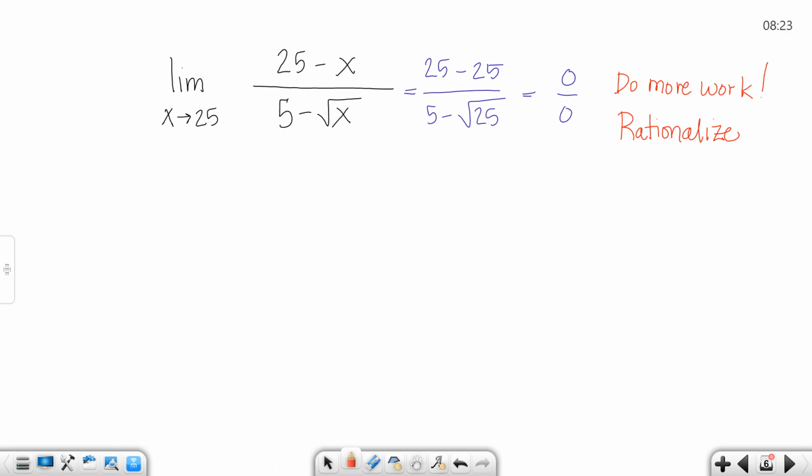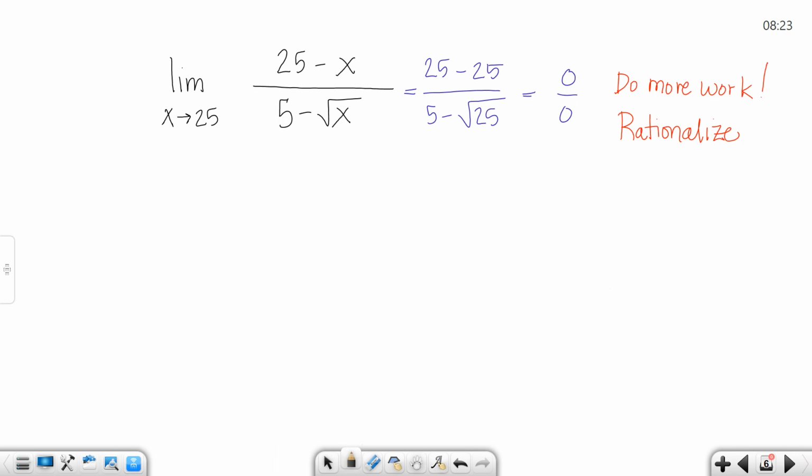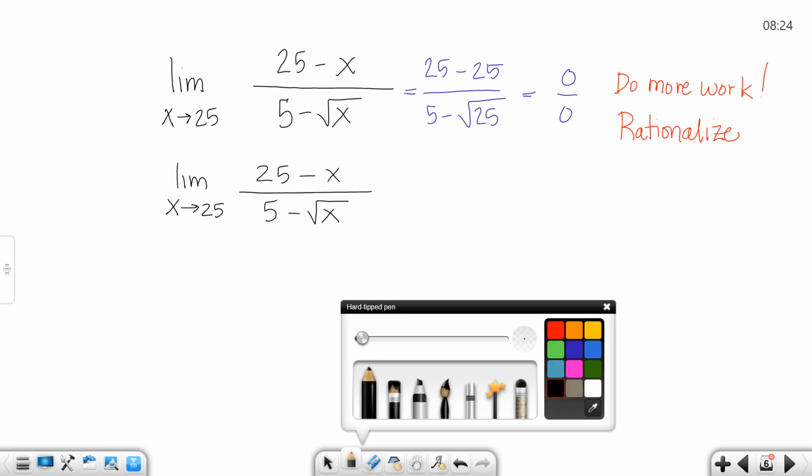So in this particular case, we're going to rationalize the denominator. For those of you coming from an algebra class, this was one of the concepts covered there. So let me show you how to rationalize. First of all, rationalize means get the radical out. It's just a big fancy word, that's all it means. So in this particular case, I want to get the radical out of the bottom.